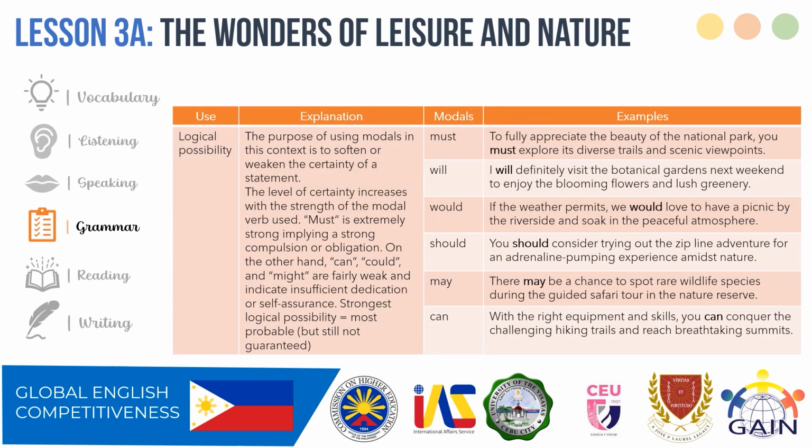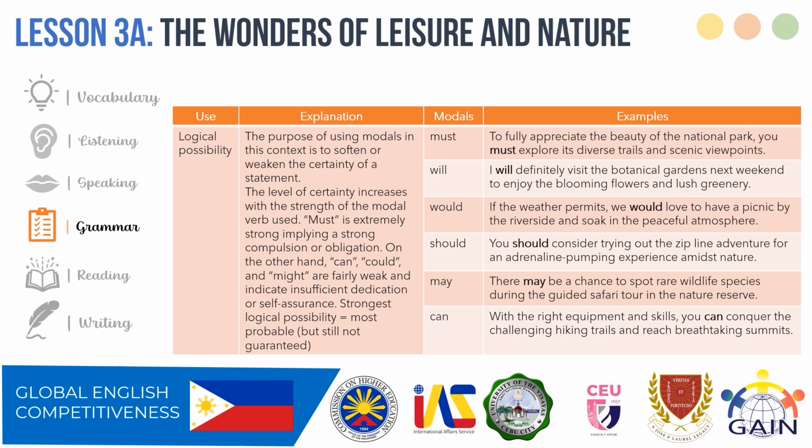The table on your screen categorizes each modal verb based on their usage along with an accompanying description. The first one, logical possibility. The purpose of these modals in this context is to soften or weaken the certainty of a statement. The level of certainty increases with the strength of the modal verb used. Must is extremely strong, implying a strong compulsion or obligation. On the other hand, can, could, and might are fairly weak and indicate insufficient dedication or self-assurance.